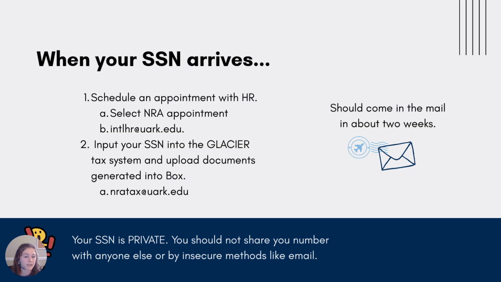In addition, the second step will be that you need to put your social security number into GLACIER. GLACIER is our non-resident tax filing system, and you will use them later on when you need to file your taxes. So GLACIER, once you upload your SSN, is going to generate some documents for you that will automatically download, and you'll need to sign those and then upload them into Box. Box is just an online digital platform that lets you upload sensitive documents in a safe space, basically.